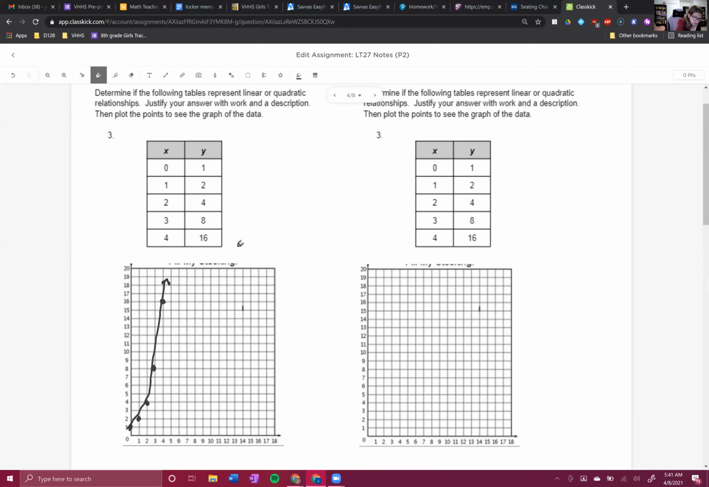But what if we looked at this table to try to help us out and say, is this half of a parabola, or maybe it's that interesting looking exponential graph? 1 to 2, we can add 1. 2 to 4, we can add 2. 4 to 8, we can add 4. 8 to 16, we can add 8. Do you see how this pattern is repeating?